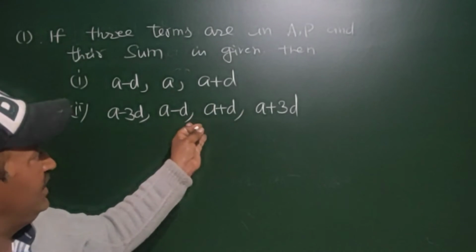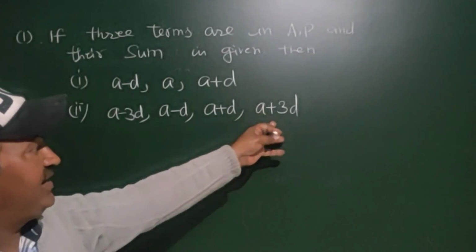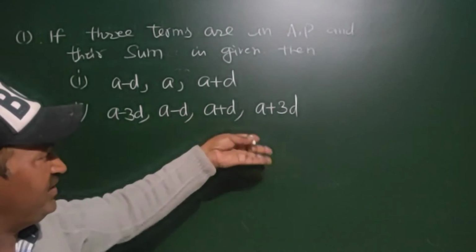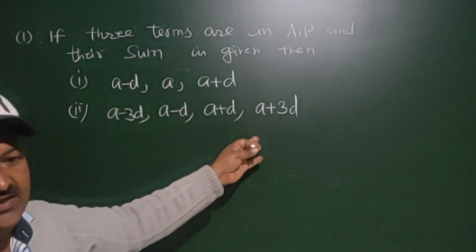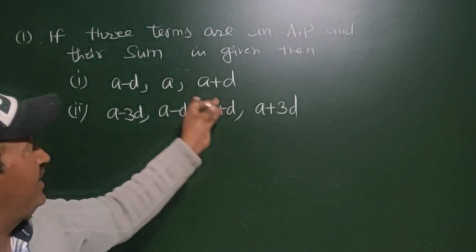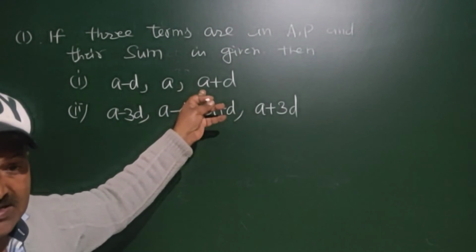A minus 3D, A minus D, A plus D and A plus 3D. There is a common difference between them, and that common difference is 2D. And in the earlier case, the common difference is D.